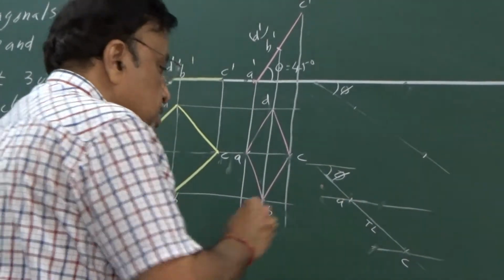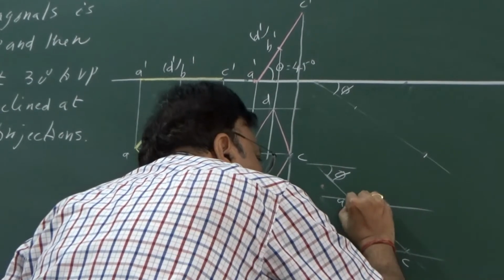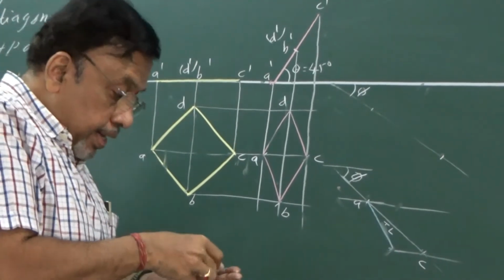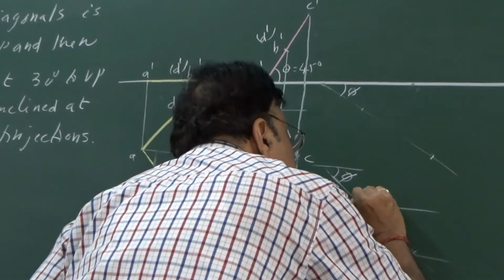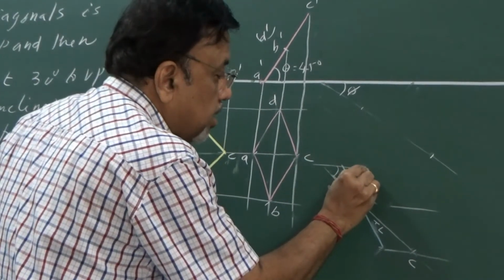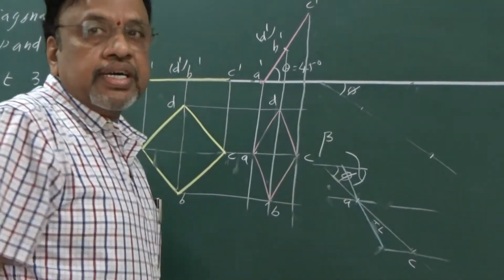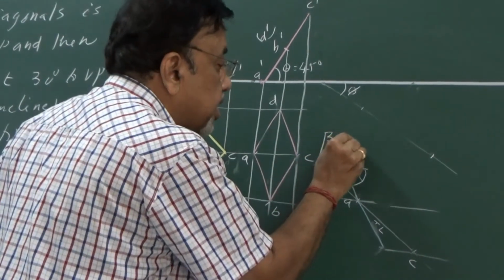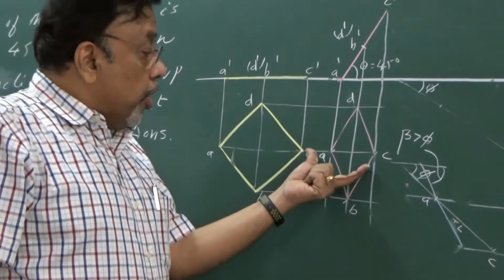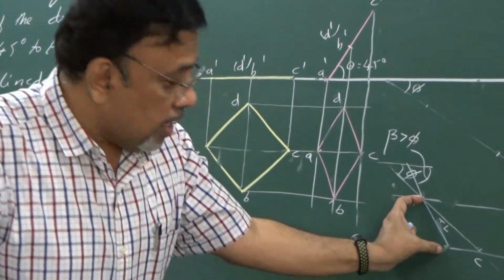So now we can see, this is my diagonal. Now if I extend this line, what about this angle? This angle is beta, and this beta is always greater than phi. Now what I need to do is redraw this figure here such that this AC should match with this particular AC.